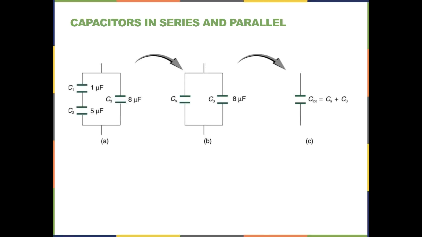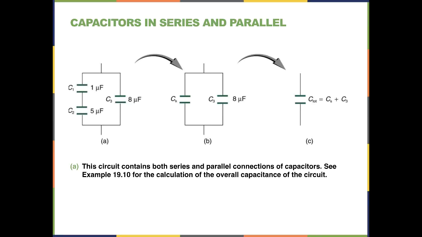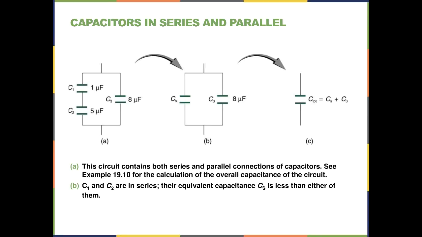Now, if you have what's called a combination, the way that you work a combination is you find the first equivalent. Going from A to B, you would basically do 1 over 1 plus 1 over 5 is equal to 1 over CS, and find CS at that point. And then those two, CS and C3, are in parallel. So the equivalent, C, is going to be the sum of C sub S and C sub 3.